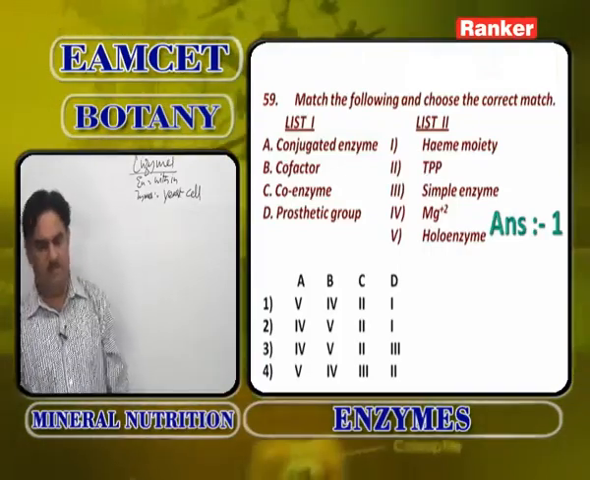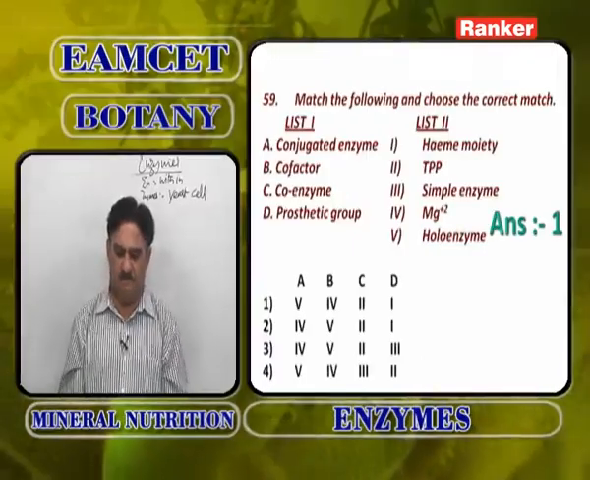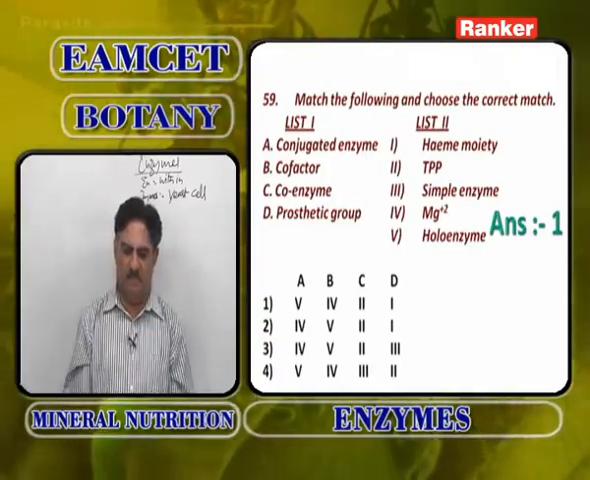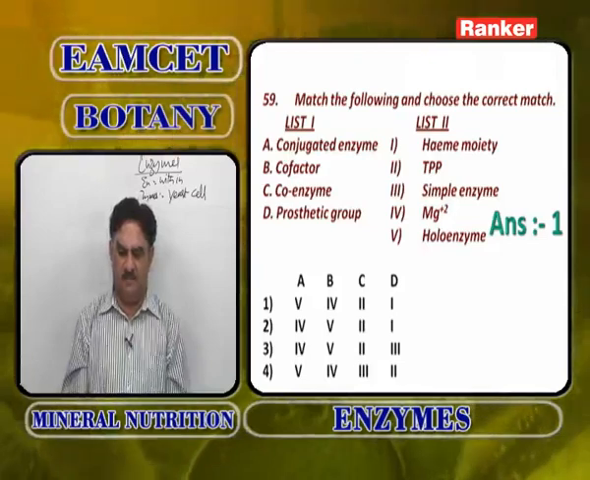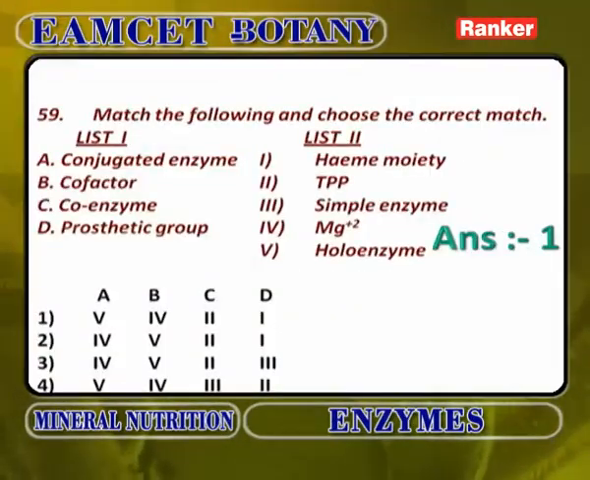So, A5, B4, C2, D1. Conjugated enzyme is holoenzyme. Cofactor is magnesium. Coenzyme is thiamine pyrophosphate. Prosthetic group is heme moiety. So, first option for this.